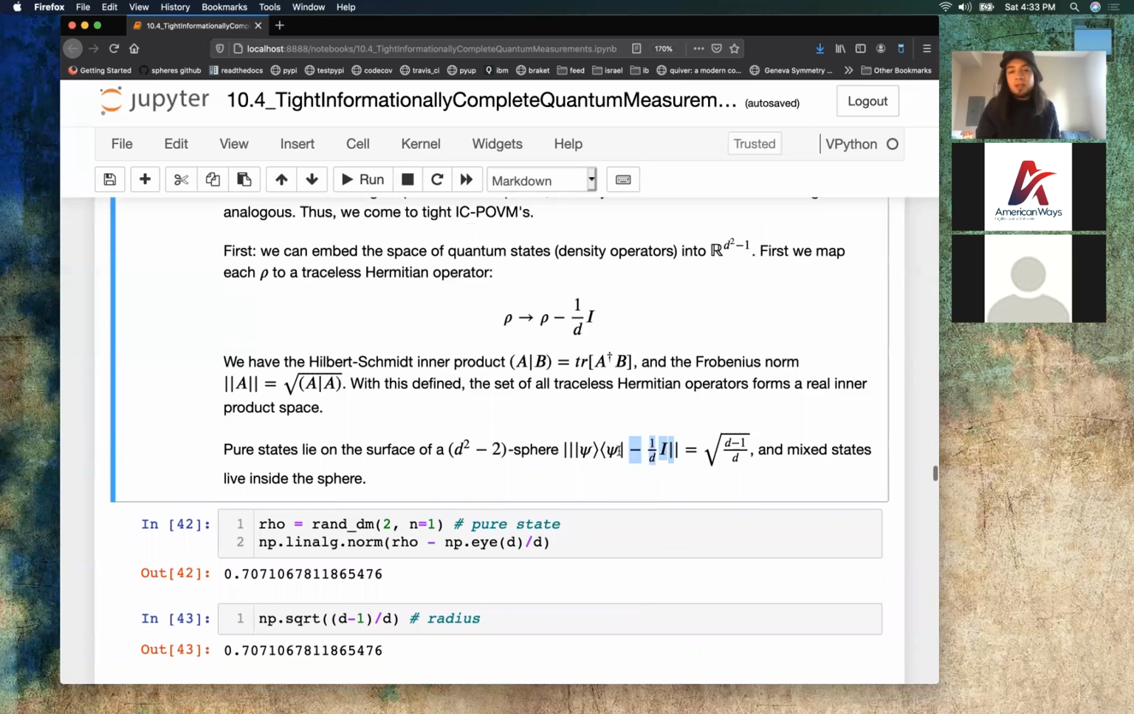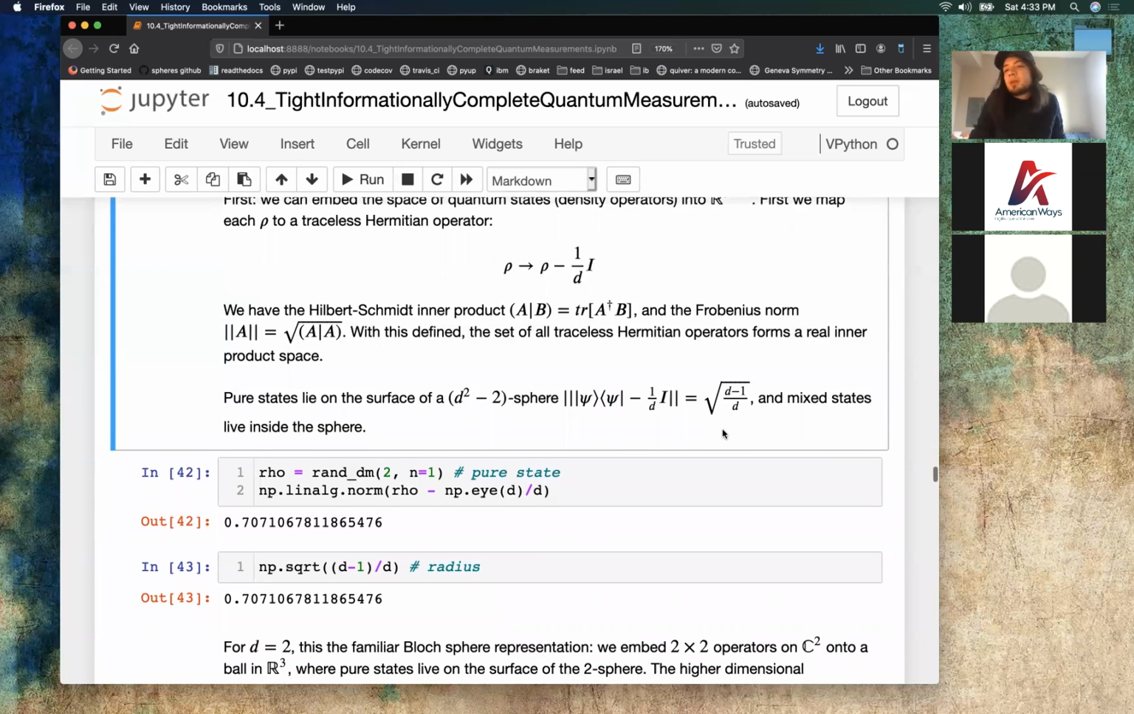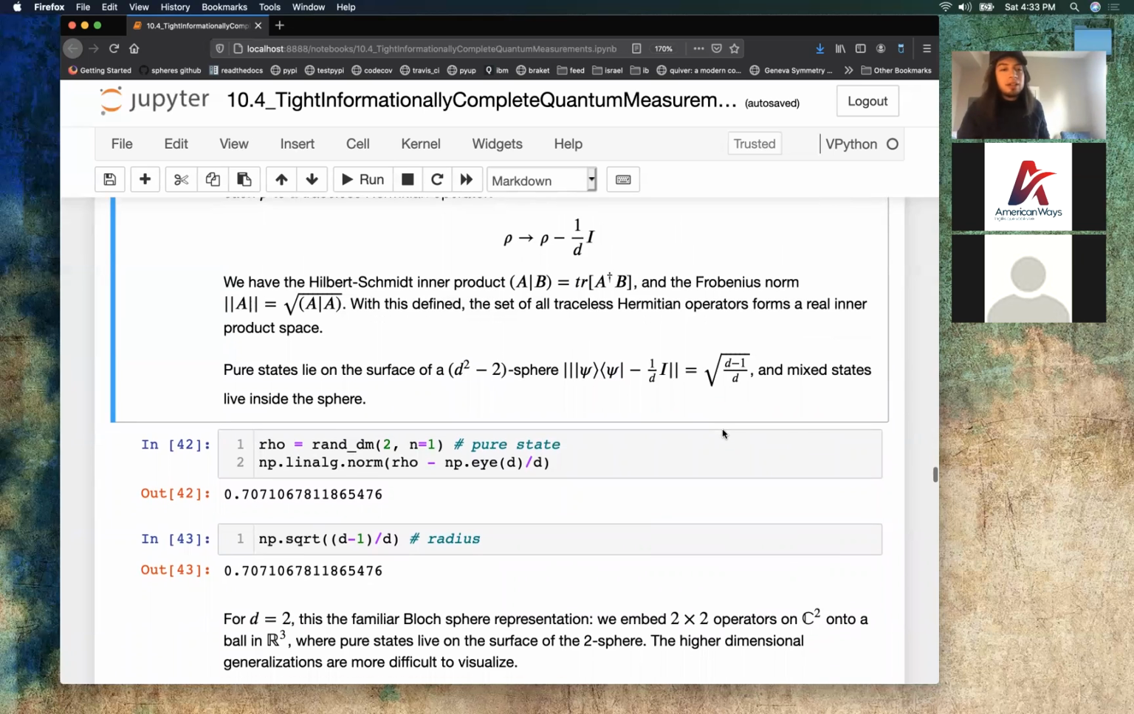So this is the projector corresponding to a pure state. We subtract that off, so now this is traceless. And then we take the norm, it's going to be the square root of (d minus 1) over d. That's going to be the radius of the sphere. With a different normalization, you could make that 1 or something. So pure states will live on the surface of the sphere. Mixed states will live inside the sphere.